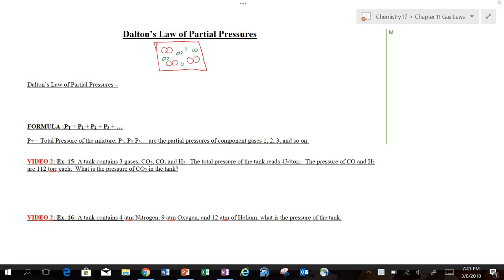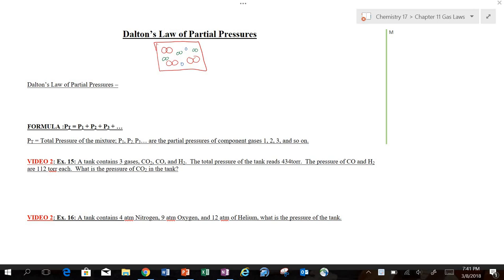All right, hello everyone. Today we are going to continue our gas laws. So far we have Boyle's law, Charles' law, Gay-Lussac's law, and the combined gas law. Now we're going to add a fifth law, which is called Dalton's law of partial pressure. This tends to be one of the easier laws of the gas unit.